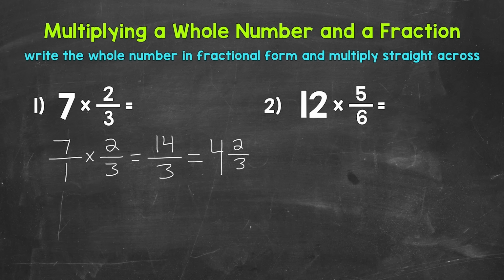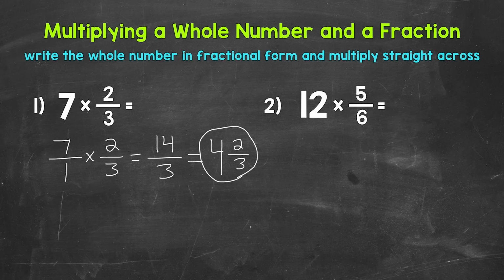Always look to see if you can simplify the fractional part of a mixed number. 2/3 is in simplest form. The only common factor between 2 and 3 is 1. So we are done. Final answer, 4 and 2/3.